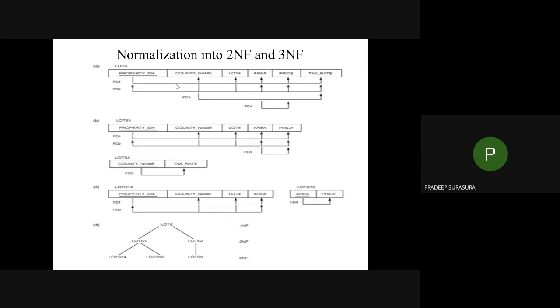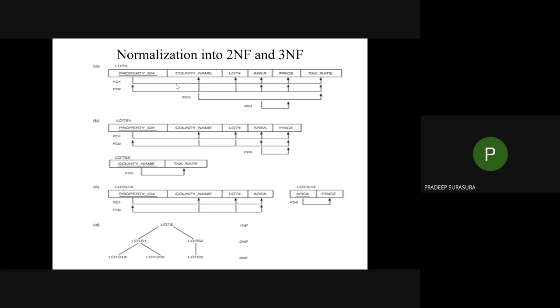Now, I have one table called lots. In this, I have attributes like property ID number, country name, lot number, area, price, tax rate. Please understand, this is with respect to the plots' property ID. So this is about the property information schema. Lots is a particular table which comprises the information of a particular property.